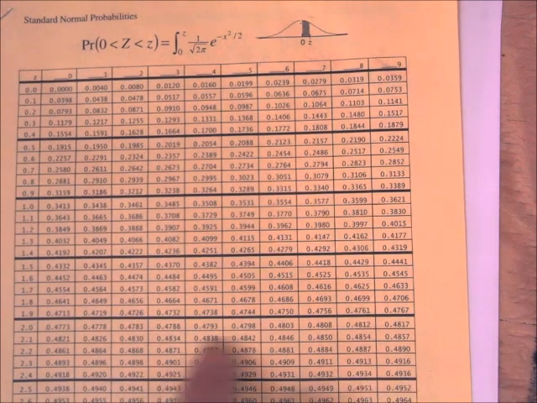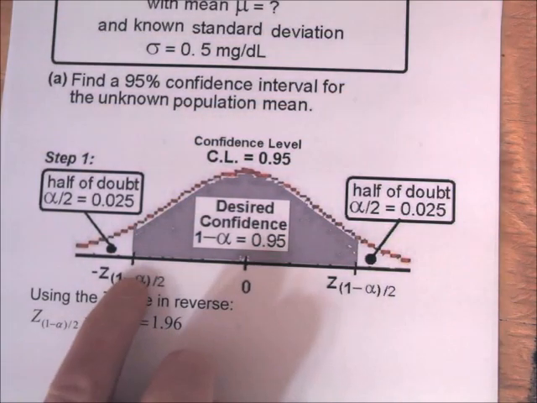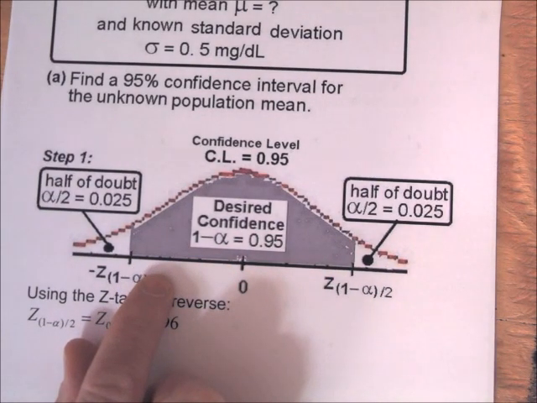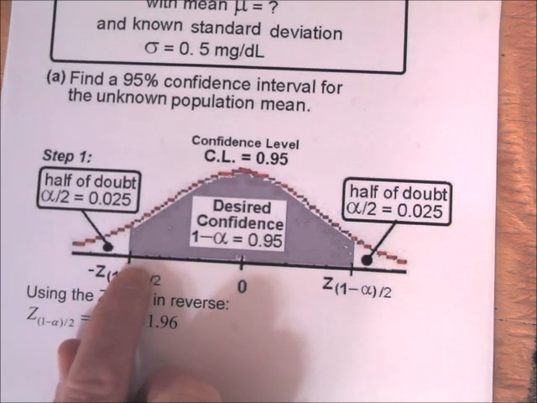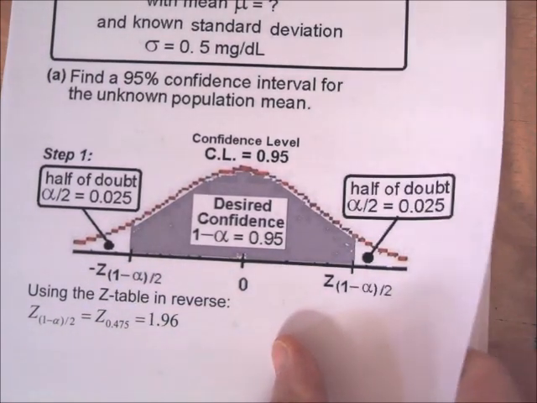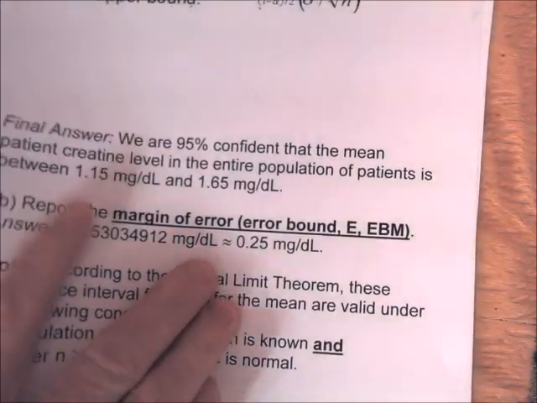It's in row 1.9, column 6 in the z-table. The z value that goes here is 1.96. If you use the table in Canvas, in the course files, it's a one-page table. It doesn't give the negative z scores, but on this side we'll have a negative 1.96. Okay, and then we want to find the x scores that go with those z scores.